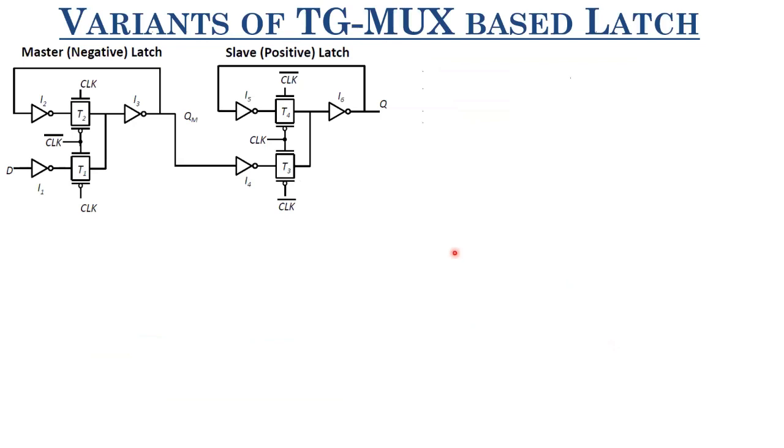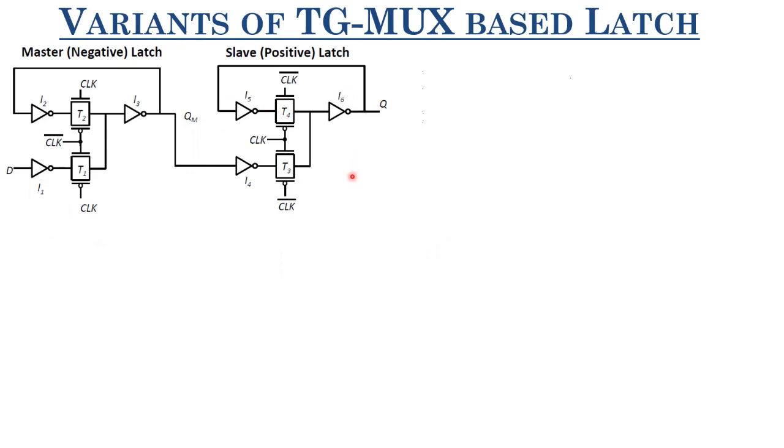Now let us first look at the different variants of the transmission gate mux based latch. So here you see a positive edge triggered register which has a negative latch which is master, and a positive latch which is slave. This negative latch in series with a positive latch in a master slave configuration leads to a positive edge triggered register. That is what we saw in the last lecture.